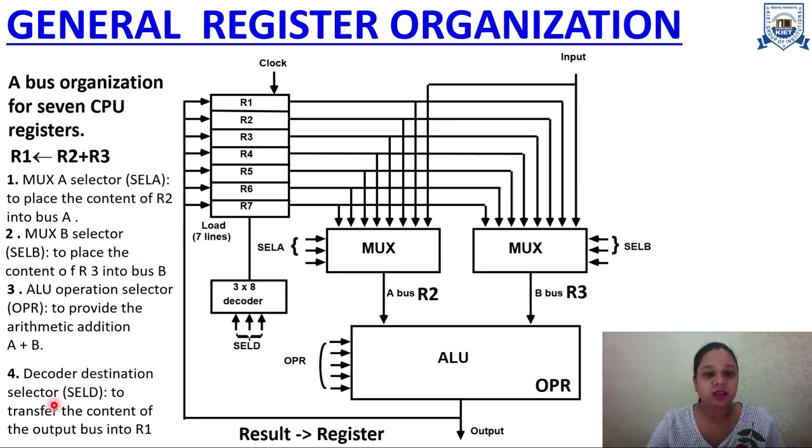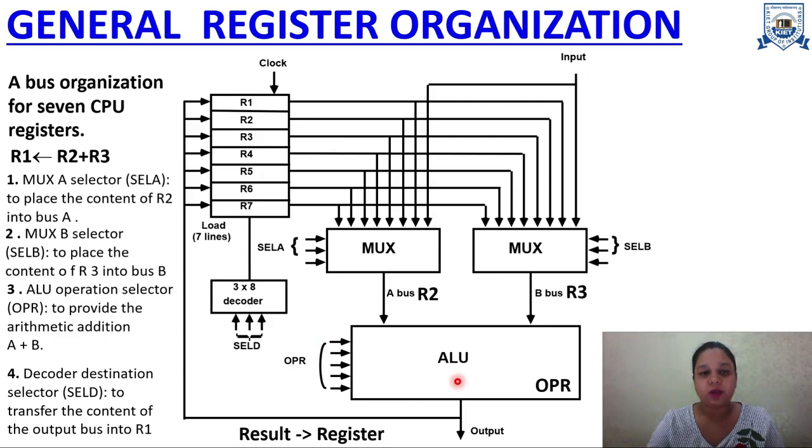Decoder destination selector to transfer the content of the output bus into R1. It means on the basis of this decoder, it is decided in which register the result of this ALU operation will be stored. So now the decoder is helping in placing the content into R1, which is the result of R2 plus R3. So this is the simple general register organization, and this is how a micro operation occurs in it.